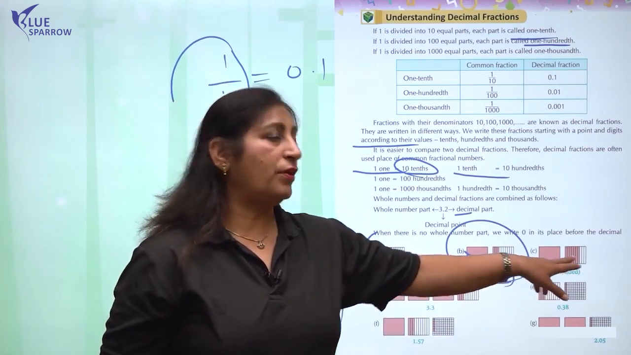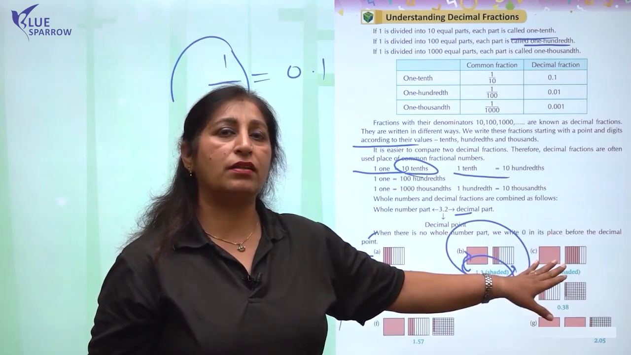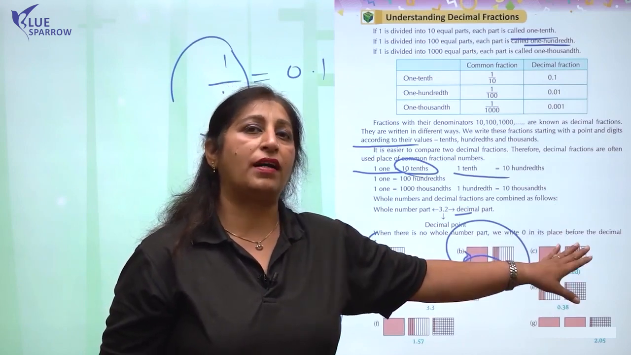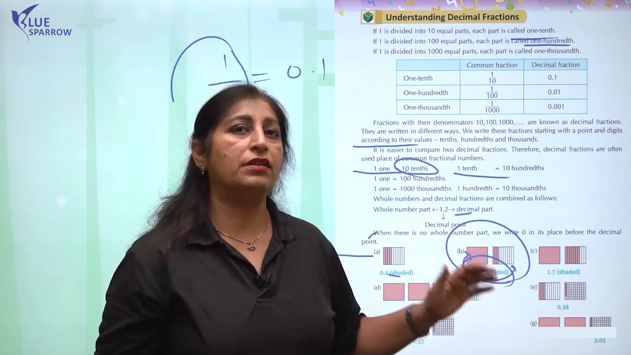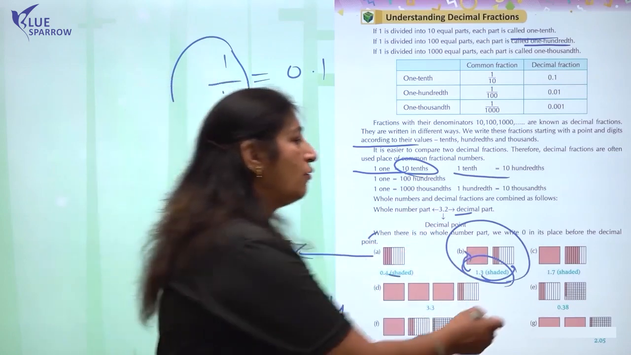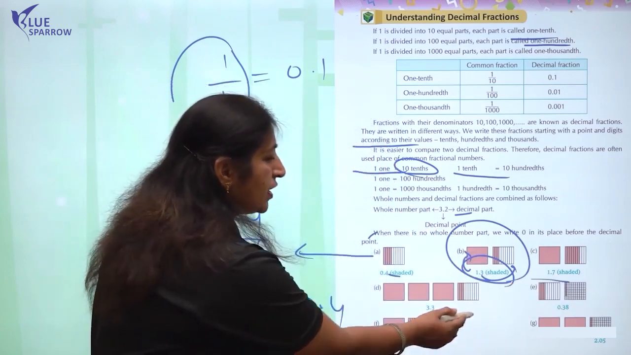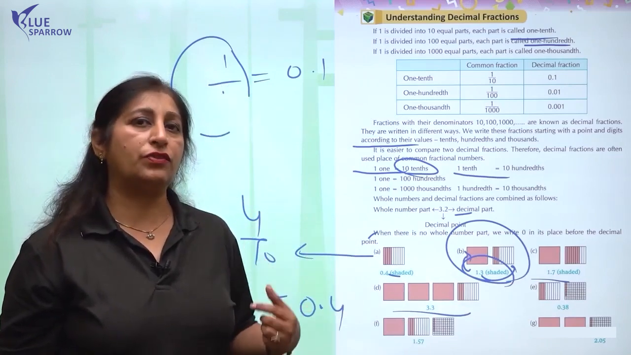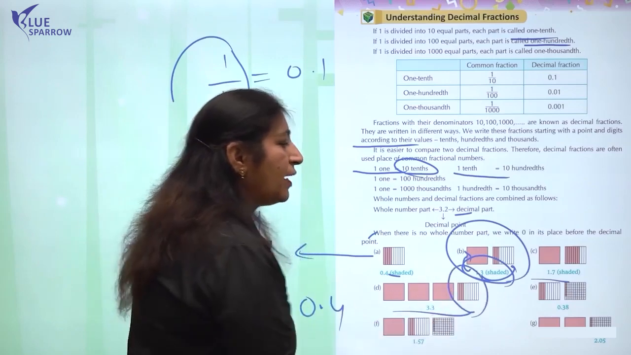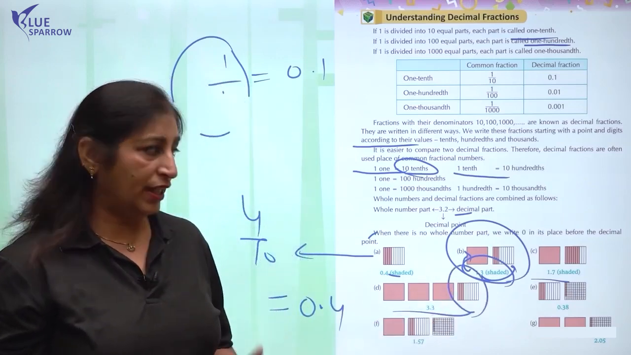Similarly, this number is 1.7 because one whole is complete here and in the fractional part 7 parts are shaded out of 10. So 7 by 10 means 0.7. The total number would be represented as 1.7. In this case, you can see that there are 3 whole numbers, 1, 2, 3, total would be 3, and the fractional part is 3 by 10. So this number would be 3.3.